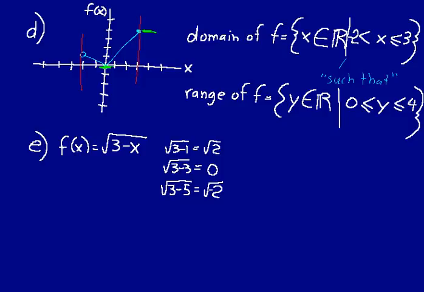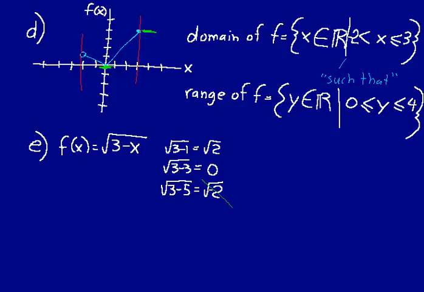Now we can't do that. We can't have the square root of a negative number. So 5 would not work. 5 cannot be used as the domain for that function. Now think about it. 4 wouldn't work either. 3 is the limit. And actually the numbers have to be equal to 3 or less in order to work.